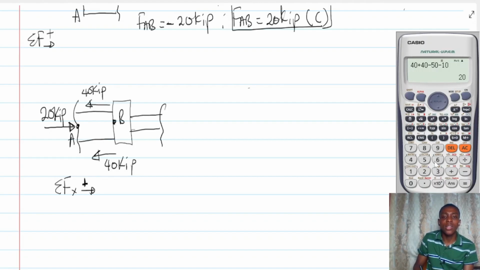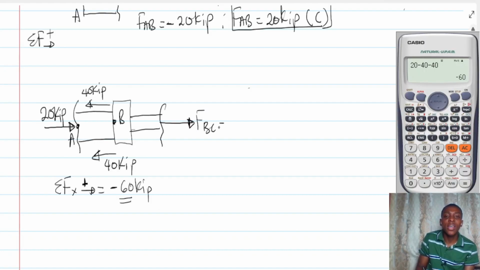Now let's do this. So 20 minus 40 minus 40, so we have minus 60. If we have minus 60, then the summation of all these forces is minus 60 kip. To make sure that this portion is in equilibrium, minus 60 is like a compressive force. It means we need to attach a force of the same magnitude, 60, but it's a tensile force. So the force must be here. In fact, this force is the FBC, and this force must be 60 kip.